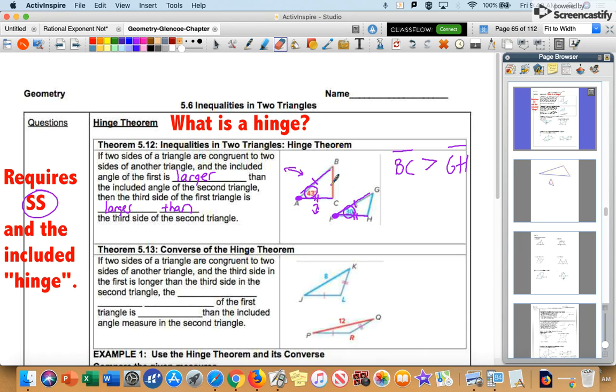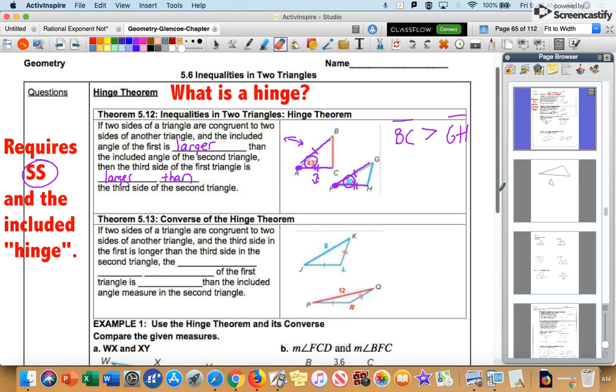But what we need to have true is that these two pieces have to be congruent to each other, because that would impact the length of the other side. If we didn't have these two sides congruent in both triangles, then we wouldn't be able to make that same conclusion.